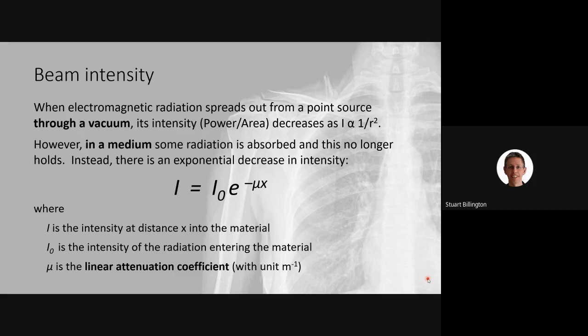But then what happens is that we've got this factor e to the minus mu x, which is going to be less than 1 because it's e to the minus mu x. That's going to be a decimal that's less than 1. So you can think of it as when x is 0, e to the 0 is 1, anything to the 0 is 1. So at a distance into the human body of 0 centimeters, 0 meters, that e term will be 1, and so we'll have I0.